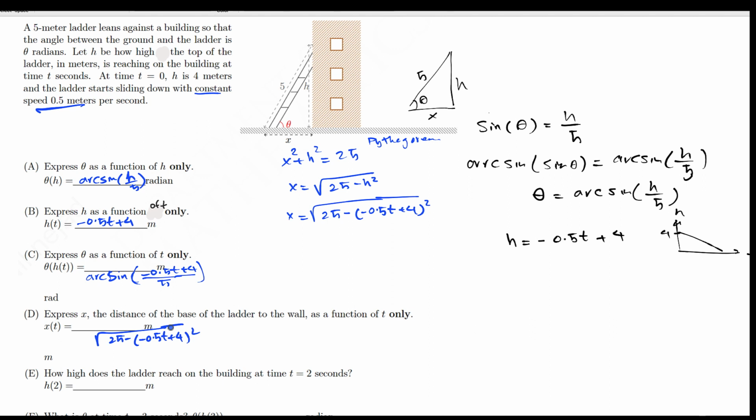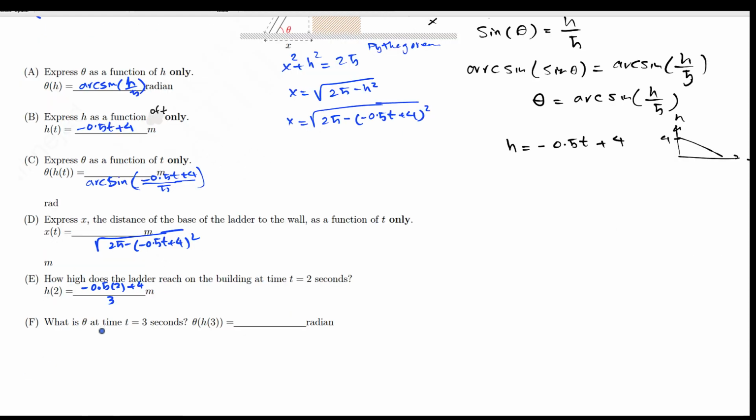It's asking how high the ladder reaches on the building at time t equal to 2 seconds. At t equal to 2 seconds, I can plug it back into the function h of t, and that is going to give me negative 0.5 times 2 plus 4, and that's 3 meters.